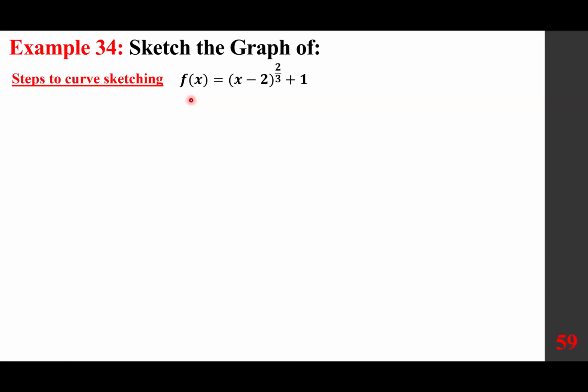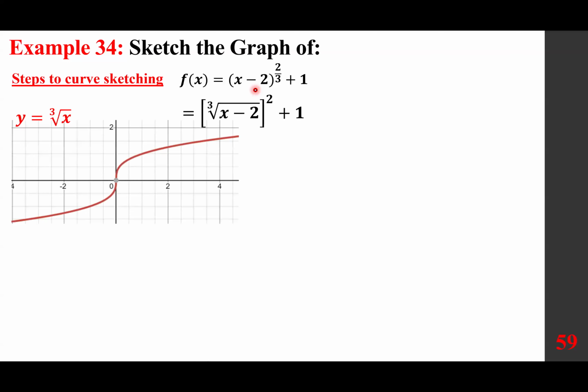Now we want to graph f of x equals x minus 2 to the power of 2 thirds plus 1. Again, I want to go with the prior knowledge of mathematics, pre-calculus, algebra, college algebra, and we want to graph this without paying any attention to calculus yet. So first and foremost, we're going to rewrite this as the cube root of x minus 2 to the power of 2 plus 1. This is ultimately a cube root, and we start with y equals cube root. We should know it's one of the elementary functions.